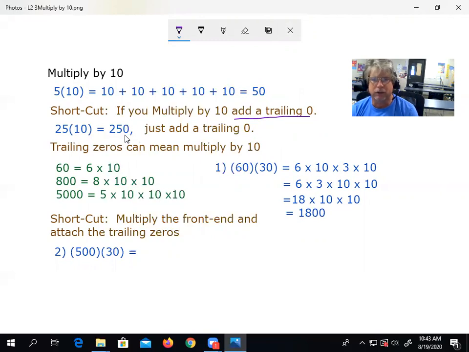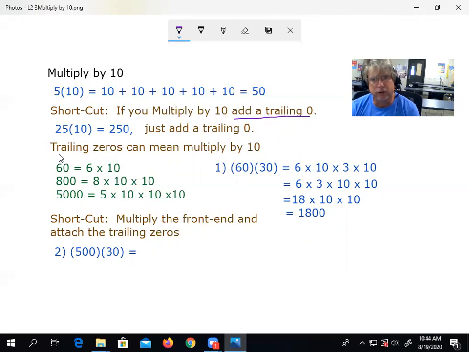Because multiplying by 10 is increasing place value. So it's shifting everything over one place value. So instead of being in the ones place and the tens place, the 2 becomes then the hundreds place, the 5 becomes in the tens place, and there's not anything in the ones place, and we use 0 as a placeholder.